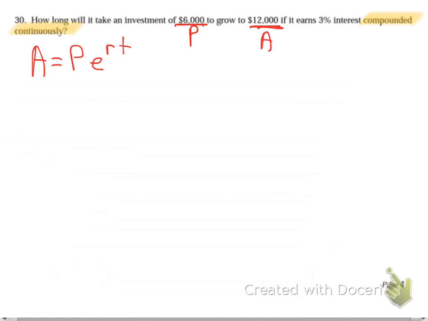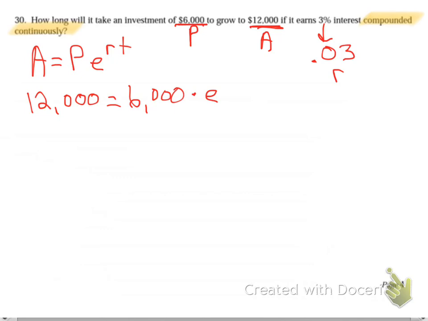If it earns 3% interest, now 3% or 3 is not your rate. You have to move the decimal 2 places, so 0.03 is your rate. So I'm going to plug in everything I know. 12,000 equals P, which is 6,000, times e to the r, which is 0.03, times t, which we don't know.